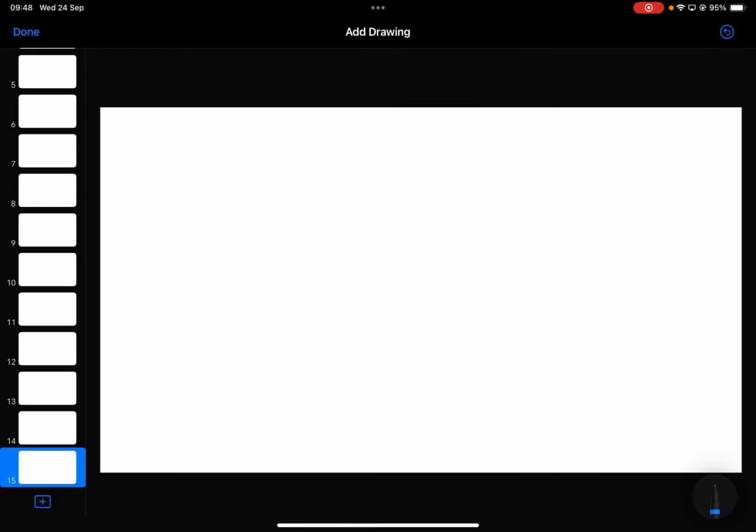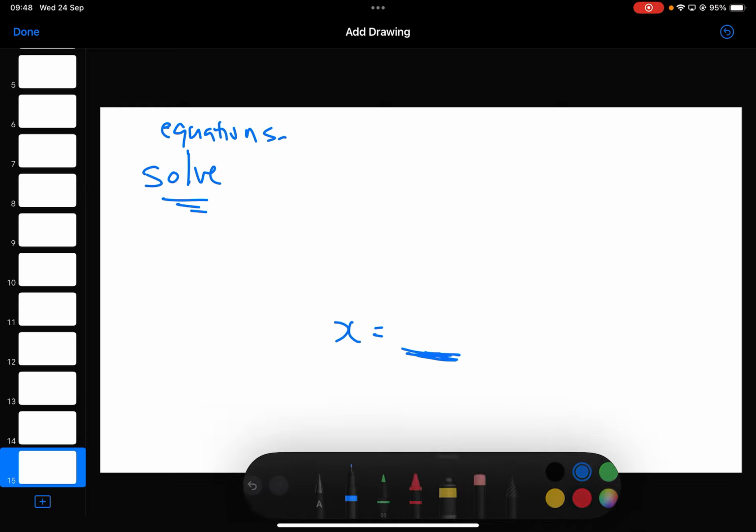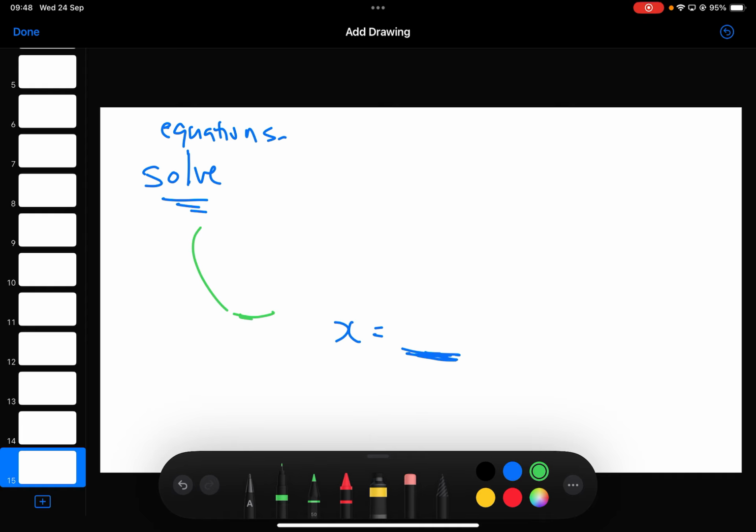Okay, then we come to equations. For equations, a very important word is solve. When you see this word solve, meaning at the end of the day your answer should be x equals to what? What is x? This word solve is linked to x equals to what?